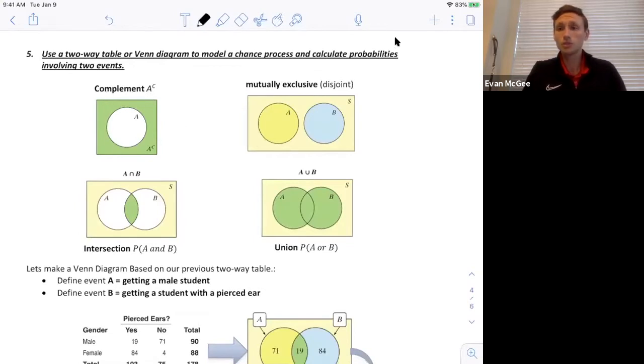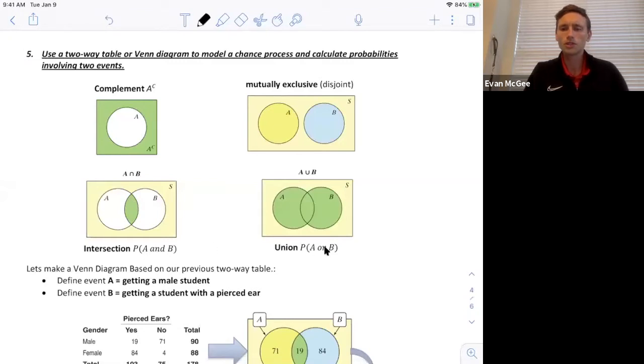Two events that are mutually exclusive have no overlap. They can't occur at the same time. So this is a Venn diagram of two mutually exclusive events, A and B. There's no overlap. Events that are not mutually exclusive are shown in these bottom ones here. And we're going to learn a new term called an intersection. The intersection of A and B is the same thing as the probability of A and B occurring at the same time. That is that intersection of the two circles.